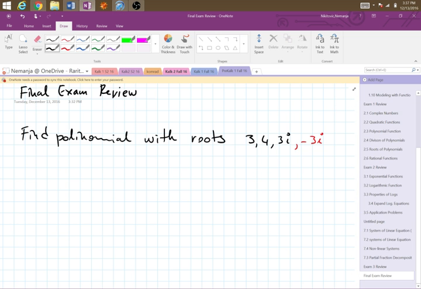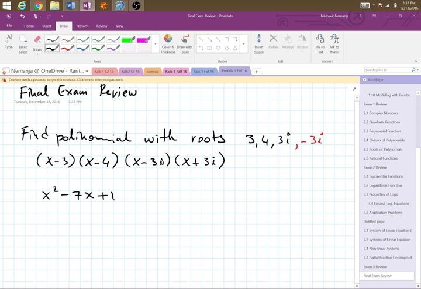So now we will write exactly what Jalen said: x minus 3, x minus 4, x minus 3i, and then also x plus 3i. We are going to FOIL the first 2, FOIL the second 2, then FOIL all together. When we FOIL the first 2, we get x squared minus 7x plus 12. And then when we FOIL the second 2, we will get what?